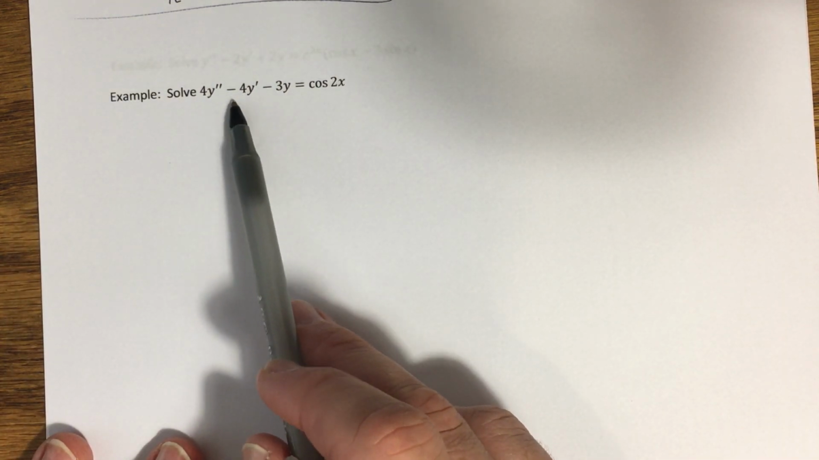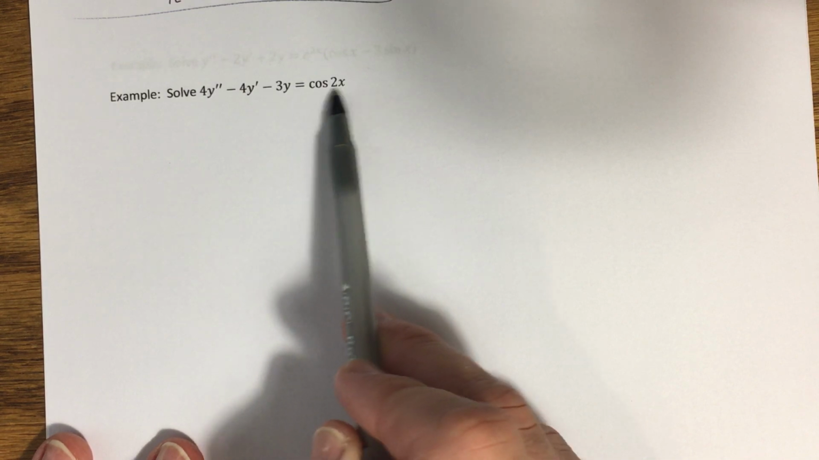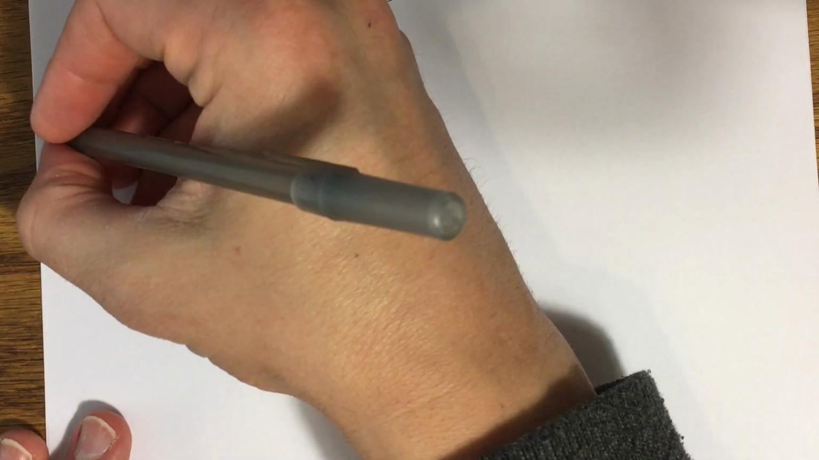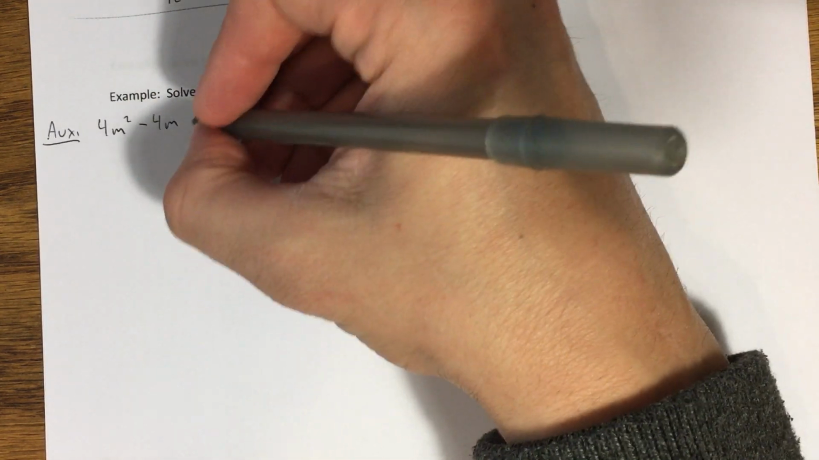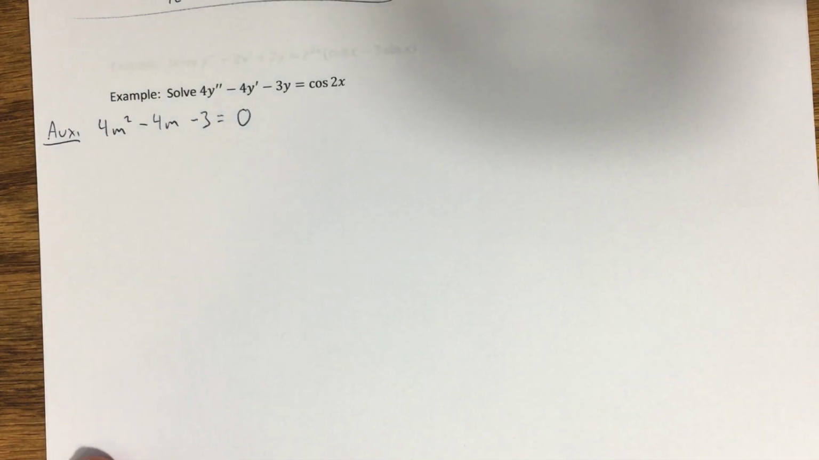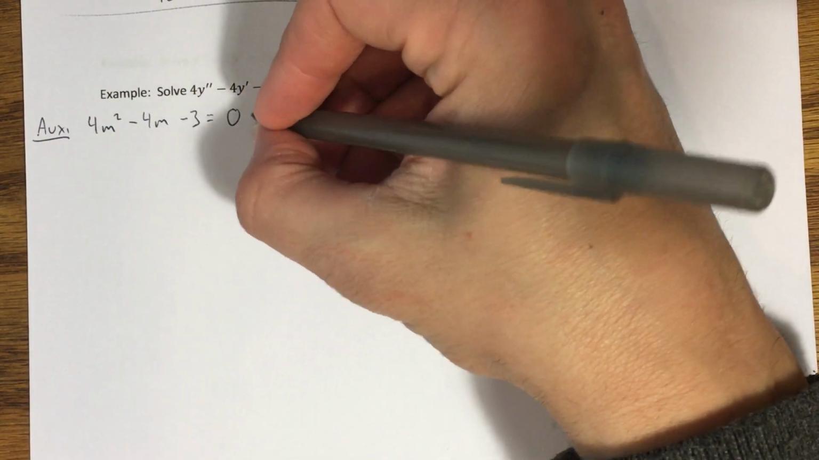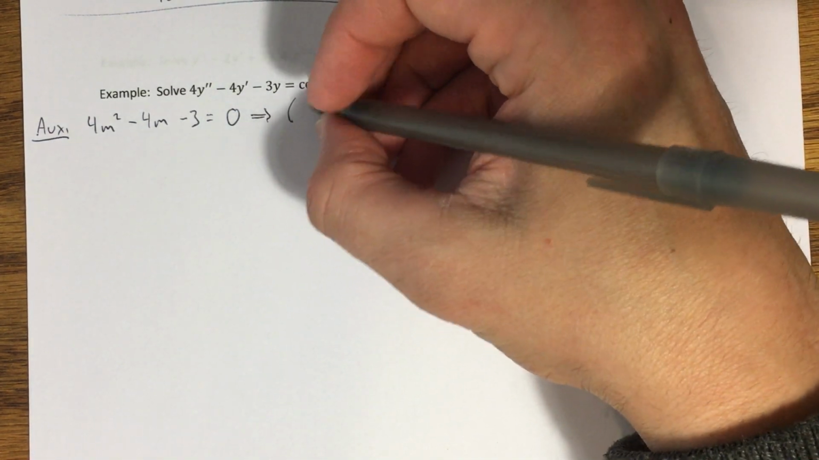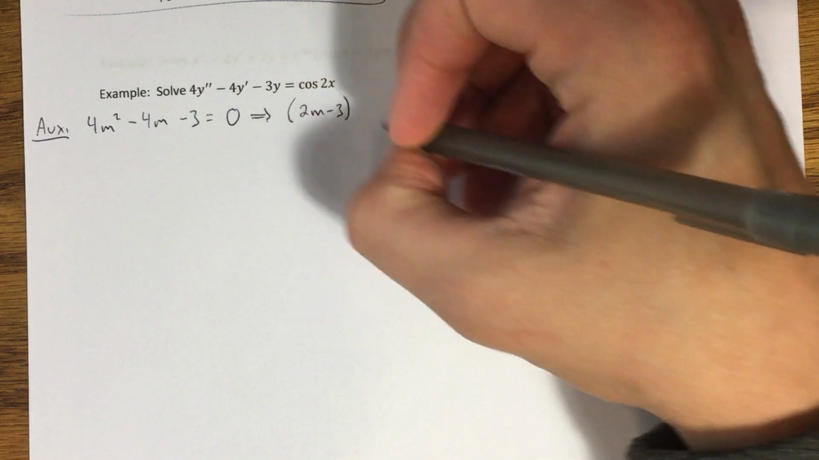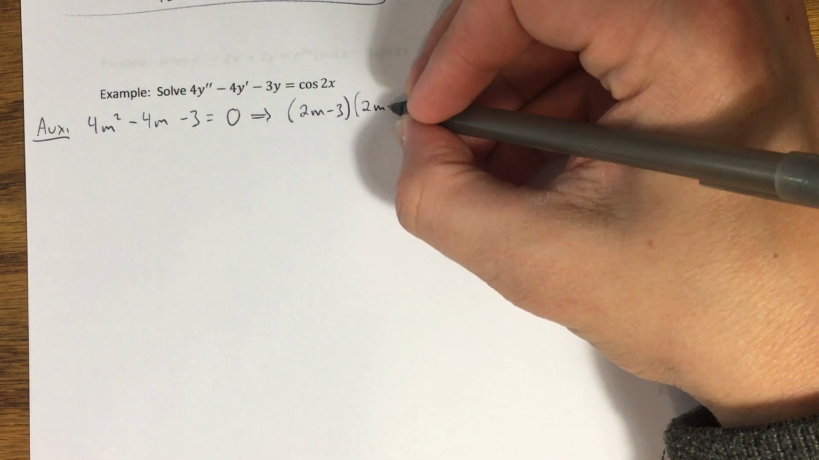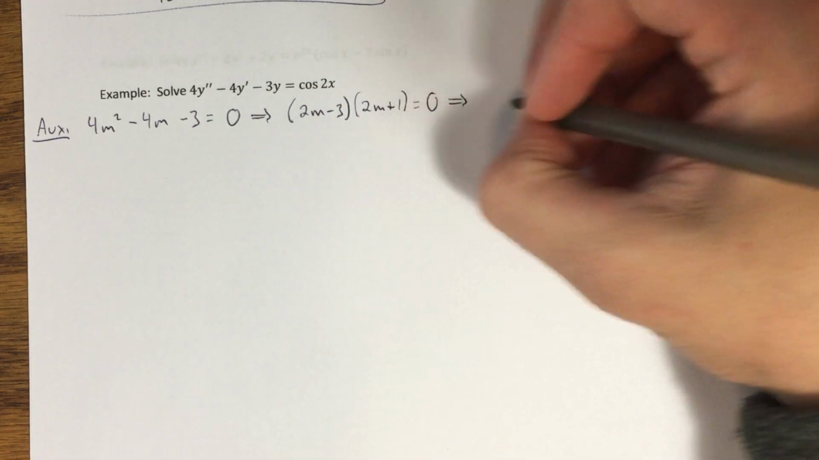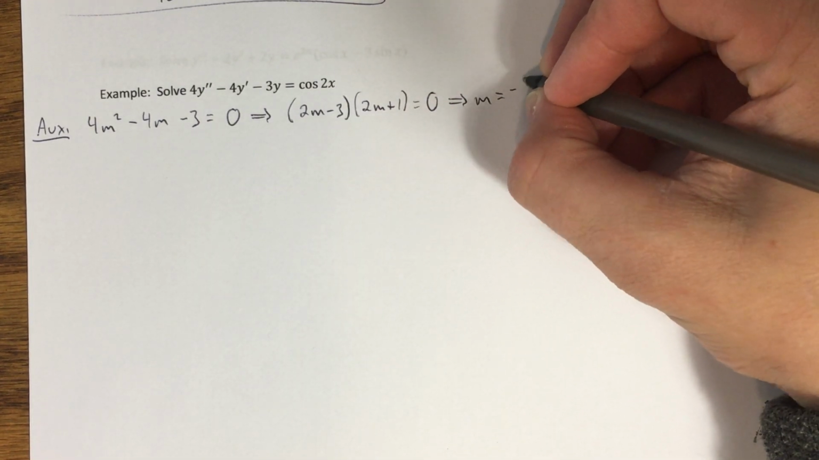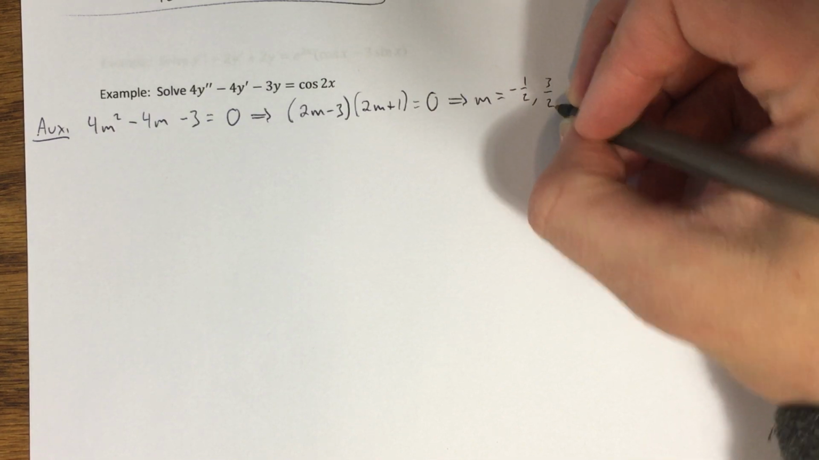This time we're looking at another second order DE, 4y double prime minus 4y prime minus 3y equals cosine of 2x. Okay, so again, as usual, we start with our auxiliary equation because we want to find a complementary solution before anything else. That's always step one. This would be our auxiliary equation. Okay, this guy factors down to 2m minus 3 times 2m plus 1, giving me m equals negative 1/2 and 3/2 as my solutions.